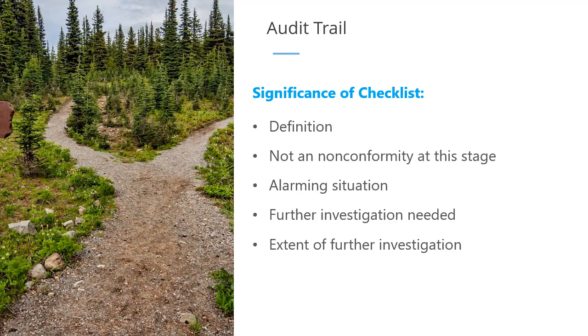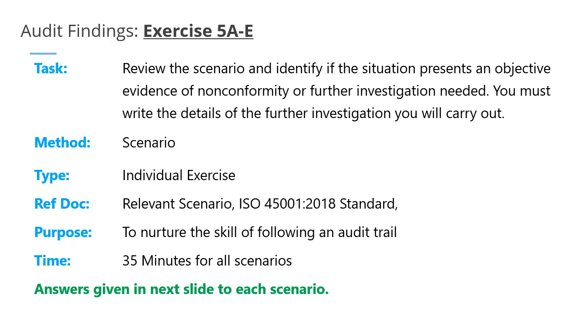collect the objective evidence. In the next slides, you will be given some situations in which you have to decide if the presented situation is an objective evidence for the non-conformity at this stage or further investigation is needed. If further investigation is required, you have to mention what you as an auditor shall ask or review further and why. Please read through this slide.